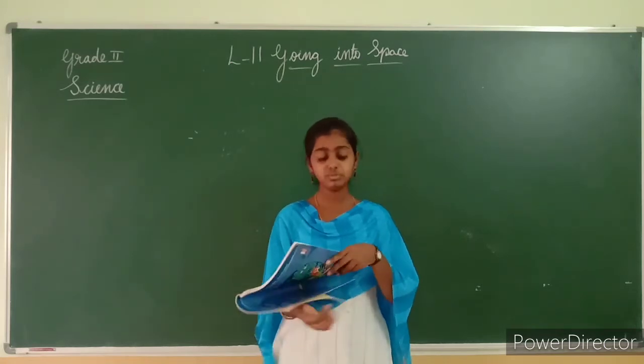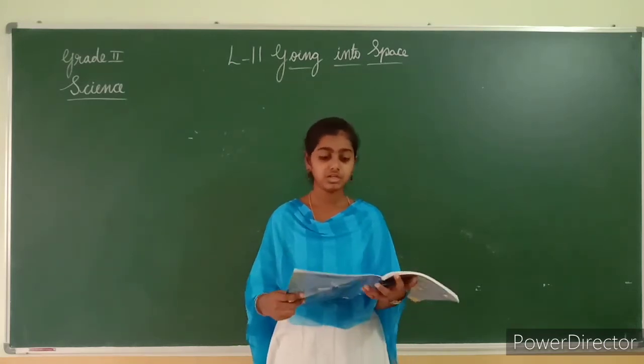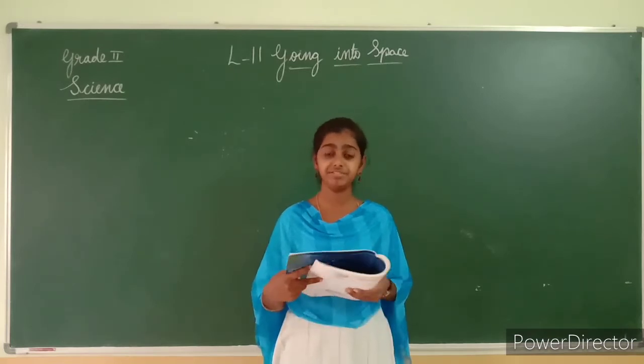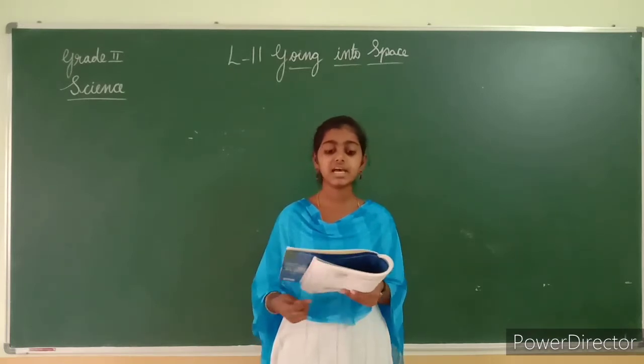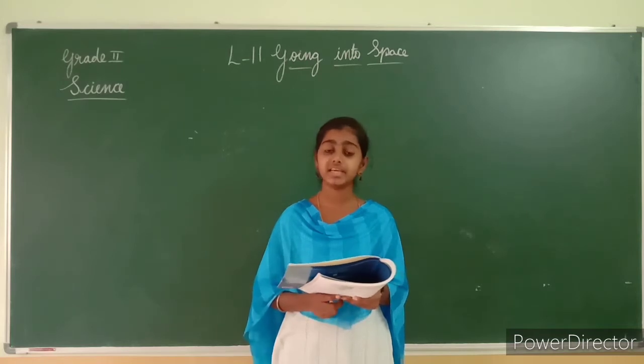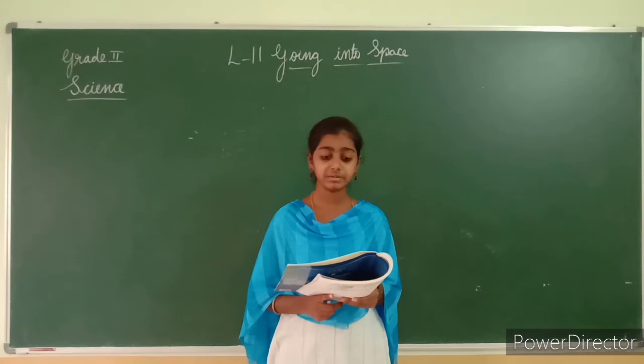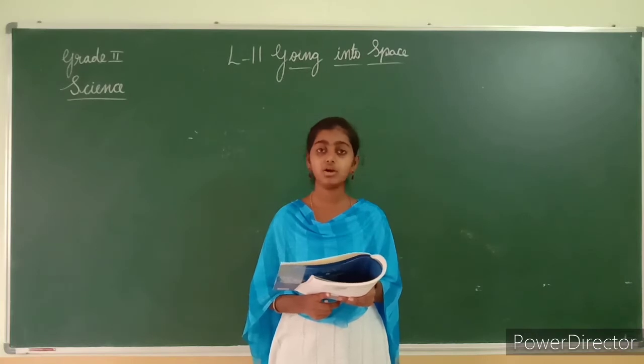Okay, now come to page number 99. Yes, I will read the lesson. Run your finger on the line and listen very carefully. The sky above us has air. When you go very high up, there is no air. It is just empty space. That is why the outer sky is called space.